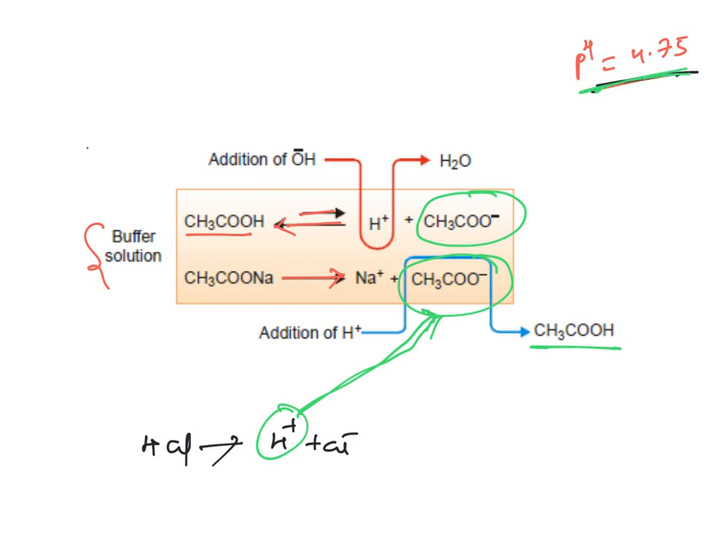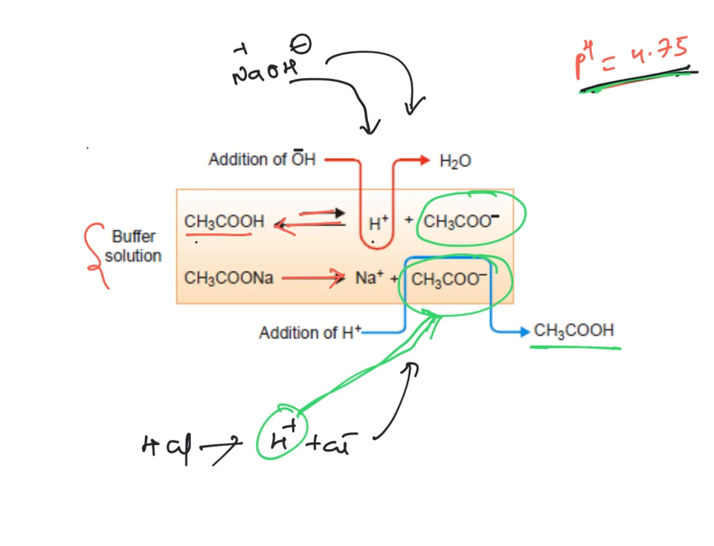If we are adding a base, sodium hydroxide, whenever we add sodium hydroxide, OH minus reacts with H plus and is converted into water. The H plus comes from acetic acid, which reacts with the base and is converted into water. As a result, the pH of the solution is approximately the same. Whether we add acid or base, the pH of the solution remains the same, and that's why we call this combination a buffer solution.